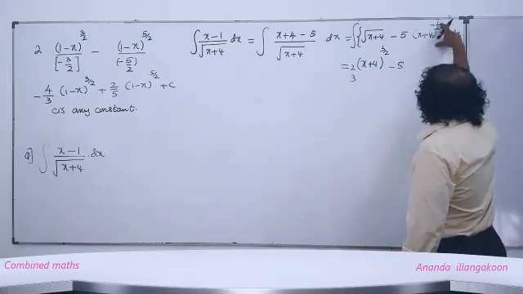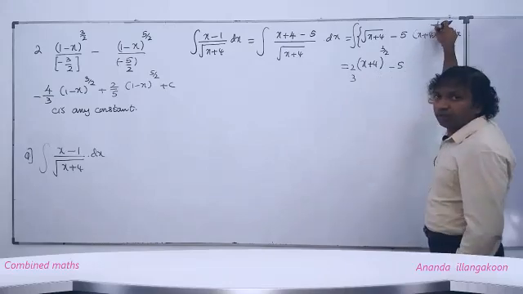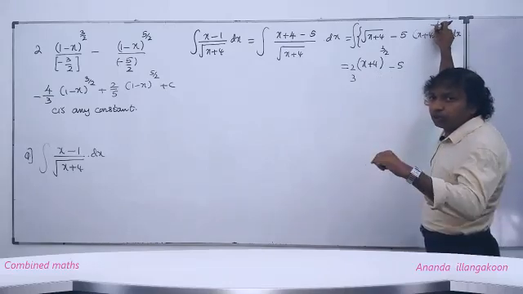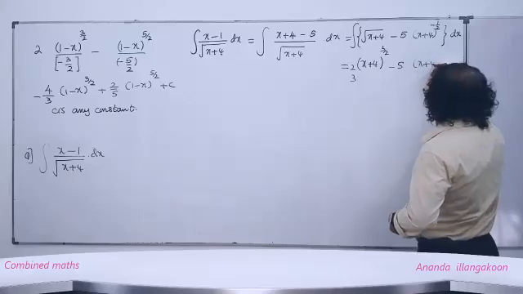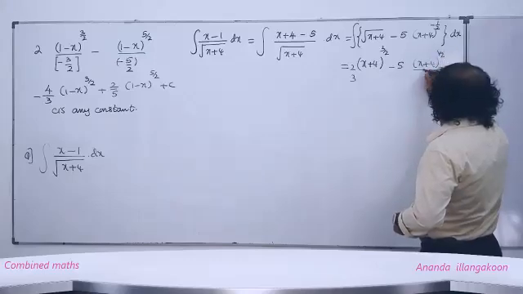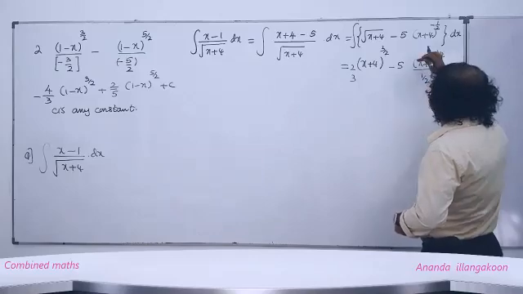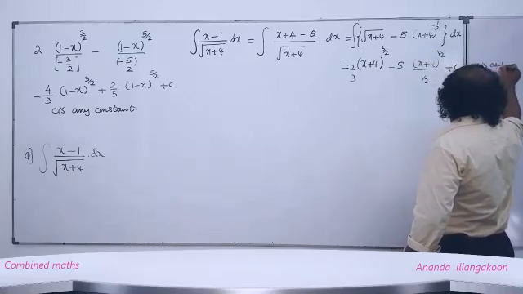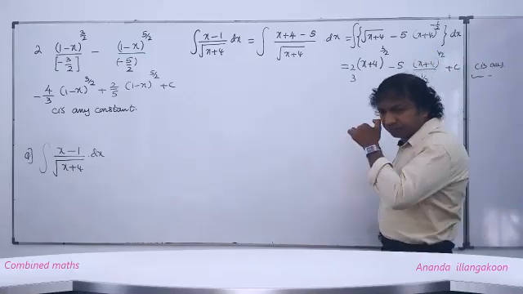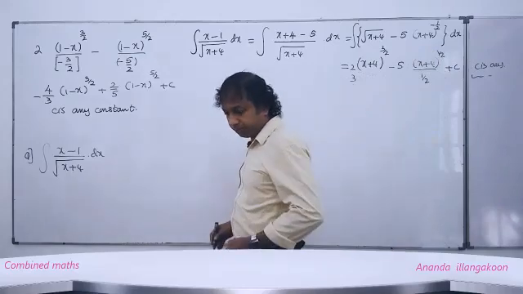Minus 5 times, add 1 here. Minus half plus 1 is plus half. Then the power is plus half, divided by plus half. This 2 goes to here, right? Plus c, c is any constant. This is how we take the integral.